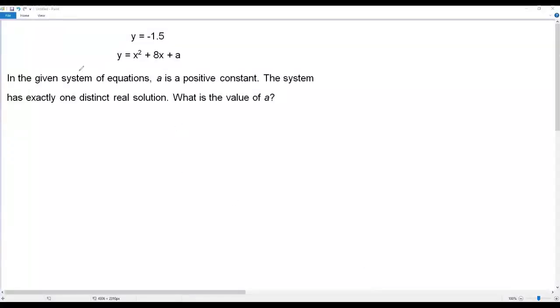Here we have a SAT math question. There is a system of equations given over here. In the given system of equations, A is a positive constant. The system has exactly one distinct real solution. What is the value of A?